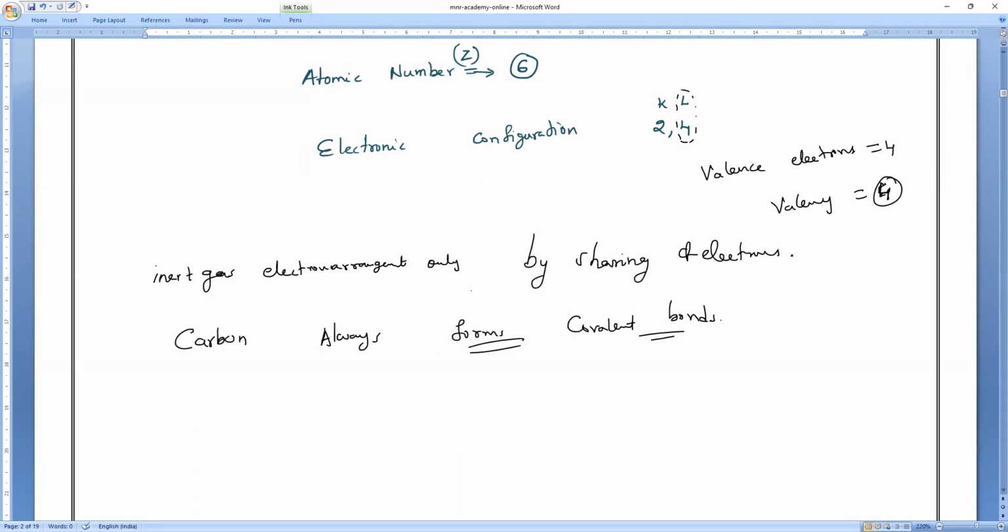By sharing, it will attain the nearest electronic configuration of a noble gas. 2, 10, correct. Sharing means 8 it will get. So what is that? Neon. Helium, sir? Helium, not Hari.